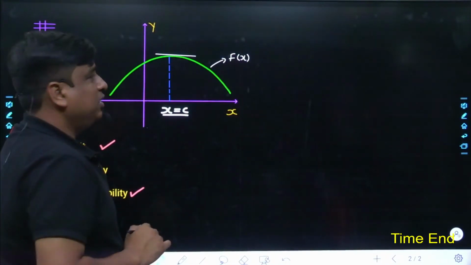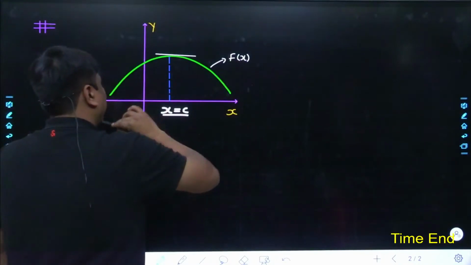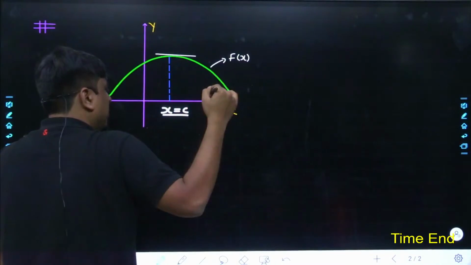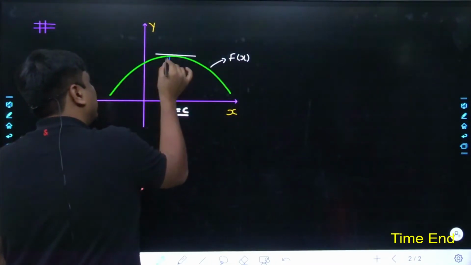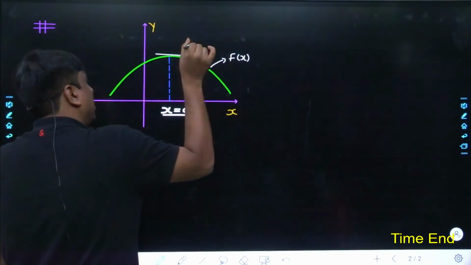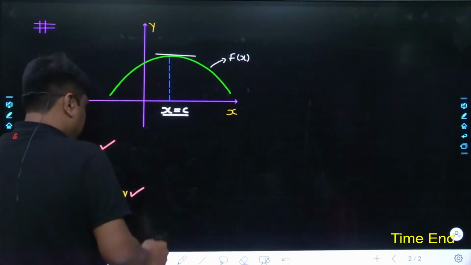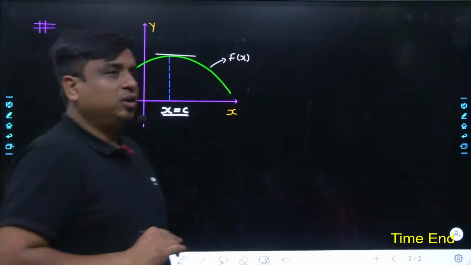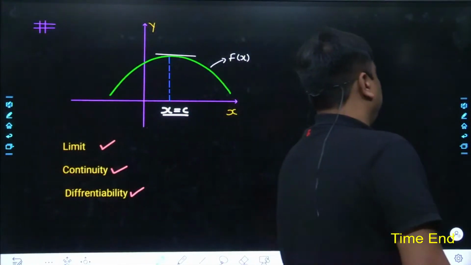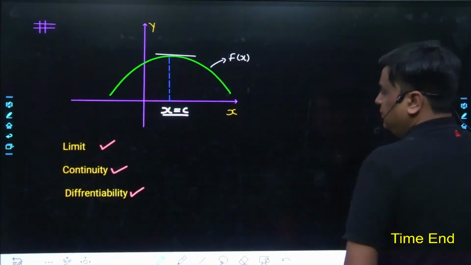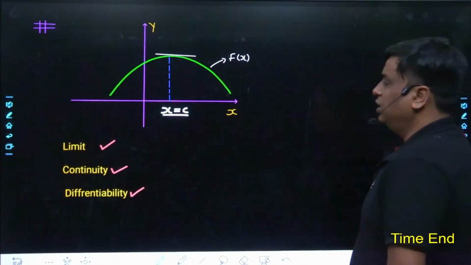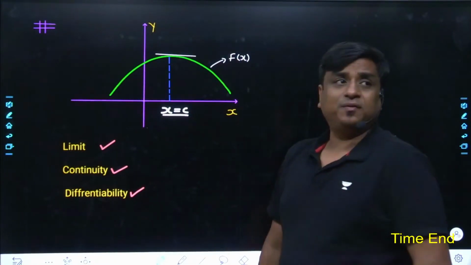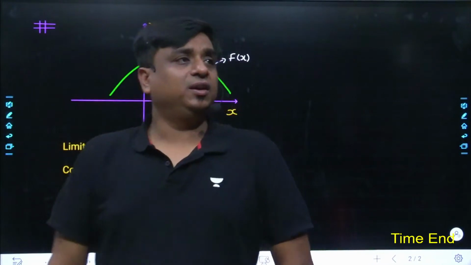What about the continuity? While drawing this curve f of x, did I let the pen leave the surface? No, at x equals c, I did not leave the plane while drawing this curve f of x. So obviously, the function is also continuous at x equals c. So for the first graph which we had taken, the limit exists at x equals c, the function is continuous at x equals c, and it is also differentiable in nature.